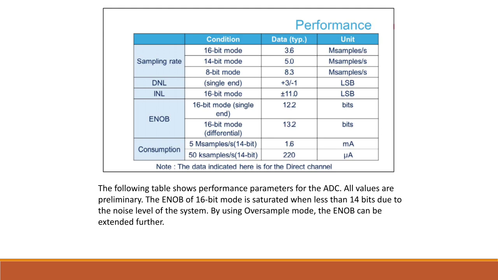So DNL, sampling rate, 16-bit mode, 14-bit mode and 8-bit mode. See the data. Let's see the units, MSPS. DNL single-ended plus 3 or minus 1 LSB. INL 16-bit mode plus or minus 11.0 LSB. And considering ENOB, we have 16-bit mode single-ended and 16-bit mode differential. Both work at 12.2 and 13.2 bits.